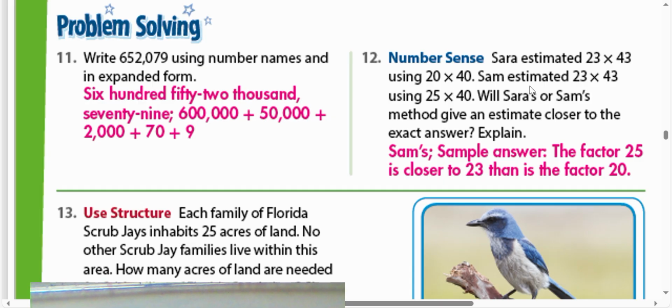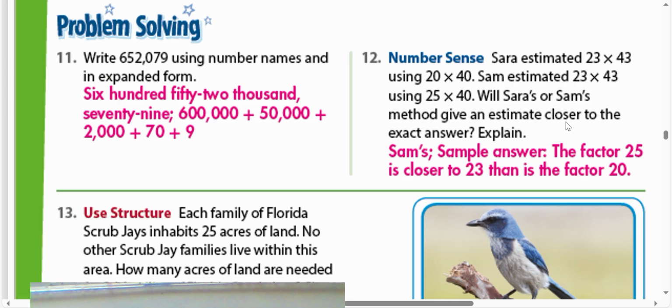Question number 12. Nina estimated 23 times 43 using 20 times 40. Sam estimated 23 times 43 equal 25 times 40. Okay. They are correct. First, use approximating to the nearest tens, and second, using compatible numbers. Because 23 is nearest to 25. Understood?